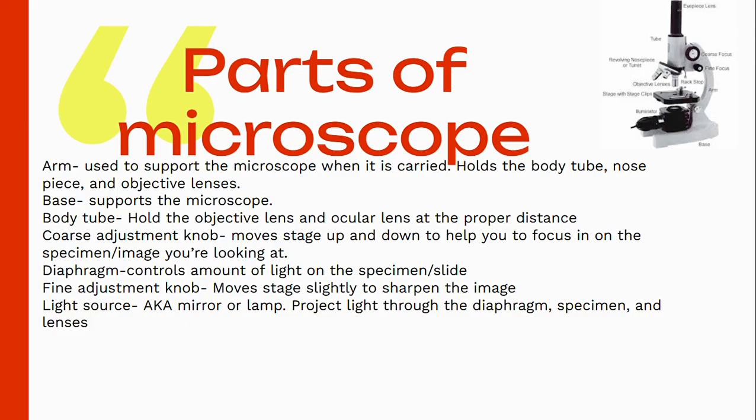The diaphragm controls the amount of light on the specimen or slide. The fine adjustment knob moves the stage ever so slightly to help sharpen the image or the specimen you're looking at. The light source is also known as the mirror or the lamp. It projects light through the diaphragm, specimen, and lenses.